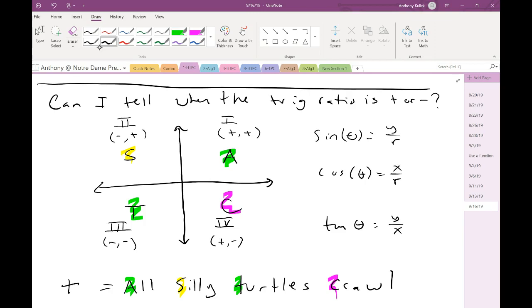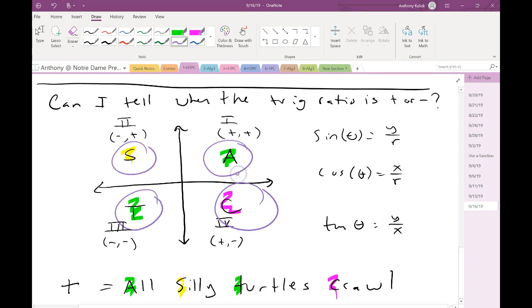So what we've written are where things are positive. In the first quadrant, all of them are positive. In the second quadrant, only sine is positive. So as a result, cosine and tangent are negative. In the third quadrant, only tangent is positive, so sine and cosine would be negative. In the fourth quadrant, only cosine is positive, so sine and tangent would be negative.